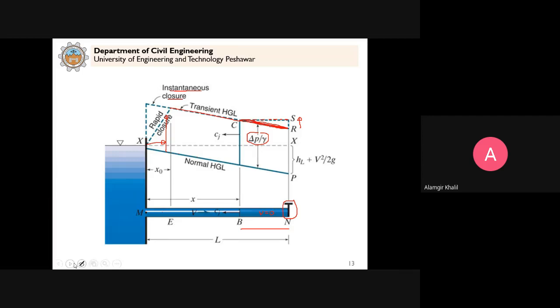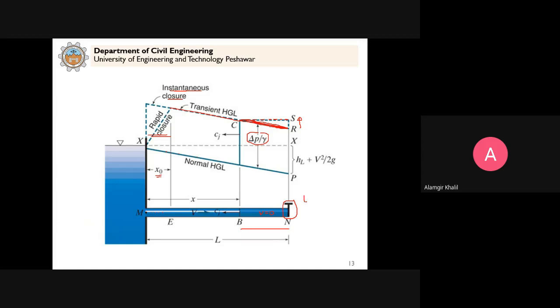And this uniform decrease is assumed to be uniformly decreasing at the pipe inlet. The thing is that for any point X less than X naught, the maximum pressure is never achieved in case of rapid closure. This is the conclusion. Why? Because the pressure is trying to increase to the maximum value, but the unloading pressure wave has reached there. It will not allow it to reach the maximum value.